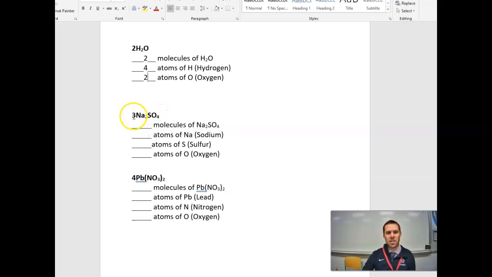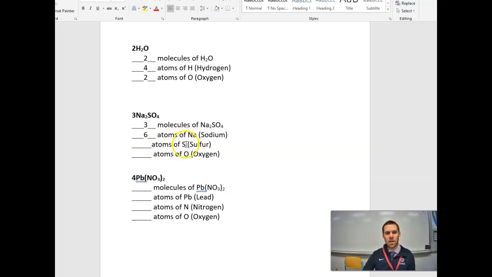Remember, I have a coefficient of 3 that's going to get applied throughout the entire compound. How many molecules of this compound, Na2SO4, do I have? That's what this coefficient tells us. I have 3 molecules of Na2SO4. How many atoms of sodium do I have? I want to apply this coefficient 3 times the subscript 2, Na. That's going to be 6 atoms of sodium.